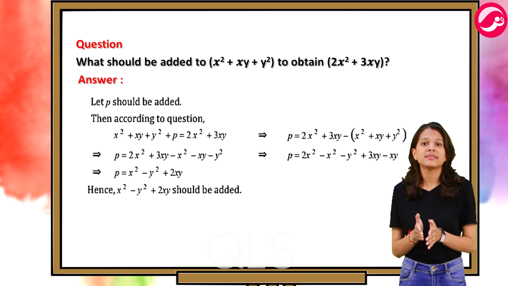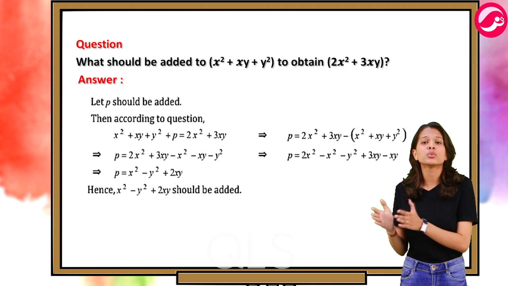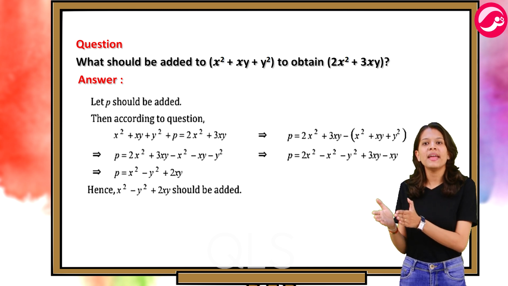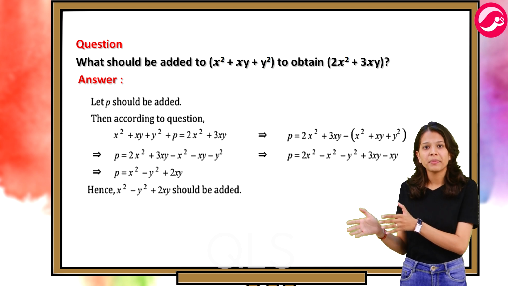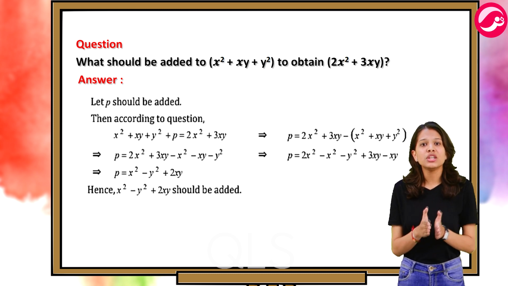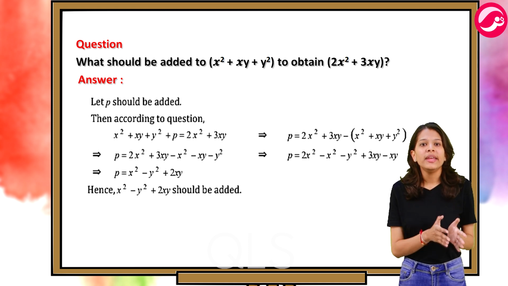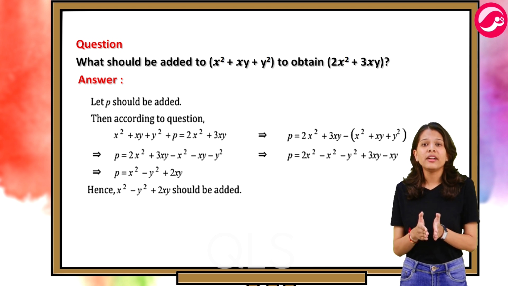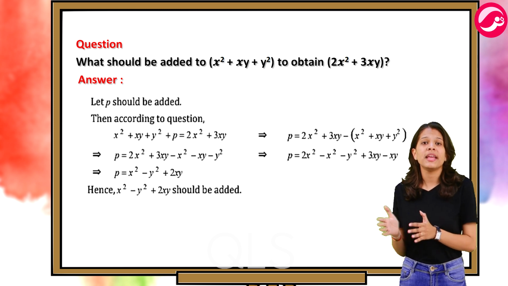y square), which gives us p is equal to 2x square plus 3xy minus x square minus xy minus y square, which again gives us p is equal to 2x square minus x square minus y square plus 3xy minus xy, and which gives us p is equal to x square minus y square plus 2xy. Therefore, we get that x square minus y square plus 2xy should be added to x square plus xy plus y square to obtain 2x square plus 3xy.